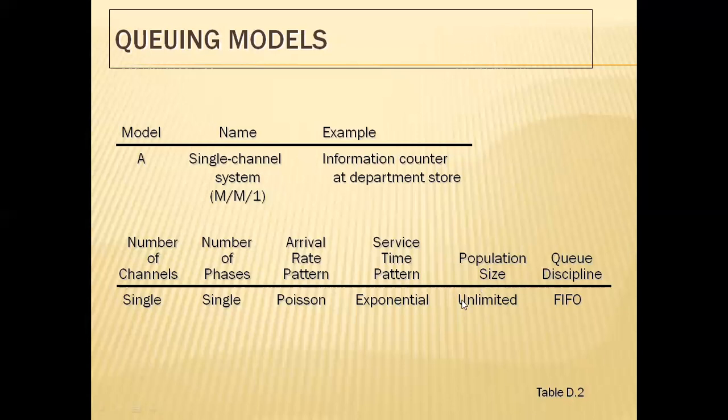Next, the population size. We have taken 10 members as an example, but it may be unlimited. If another shop has wound up, those members may also join, maybe 10 or 20 or 30. It is an unlimited strategy. The queuing discipline followed is first in, first out. Those who come must wait in the queue until they are serviced.